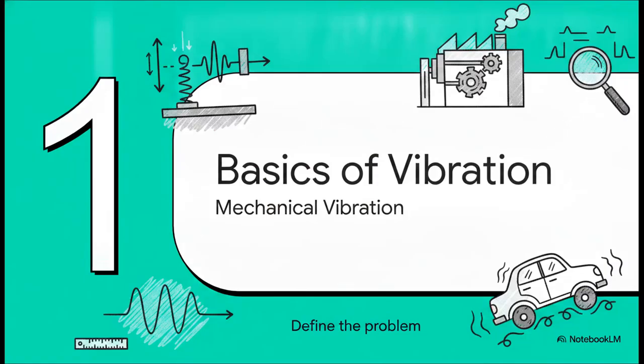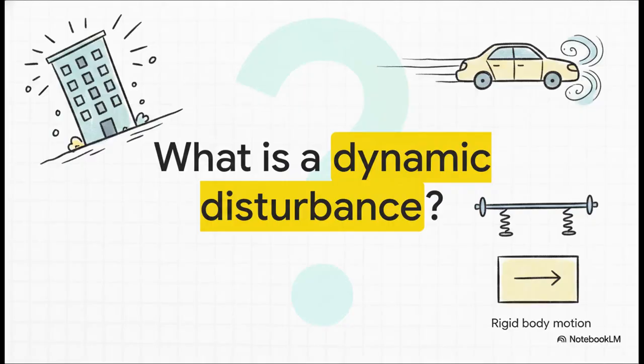All right, let's jump straight into section 1, basics of mechanical vibration. Before we can fix a shaking machine, we really have to define the problem. So, what exactly is a dynamic disturbance? Well, imagine a massive earthquake hitting a skyscraper, or the intense airflow rattling your car body when you're driving at high speeds. If an external excitation were the only force acting on a system, it would just exhibit what we call simple, rigid body motion.